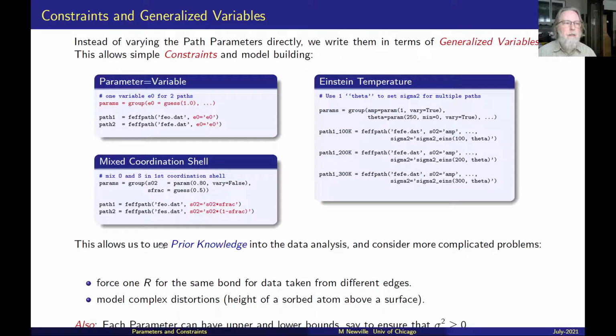So this allows you to use prior knowledge to consider more complicated problems. You could force R to be the same bond for data taken from different edges. If you have data from multiple edges, you could say that the distance needs to be the same between two atoms. Or you can model complex distortions, like say the height of an adsorbed atom above a surface. I'll also say, it's just off screen here, but each parameter can have upper and lower bounds. So each of these parameters that are guessed, you can also put upper and lower bounds on them, say, to ensure that sigma squared is positive.